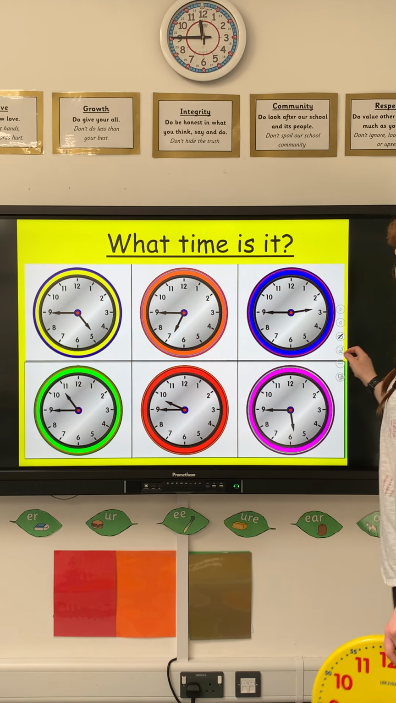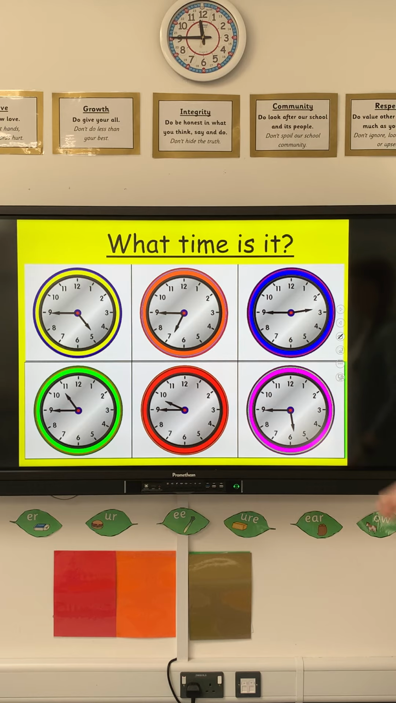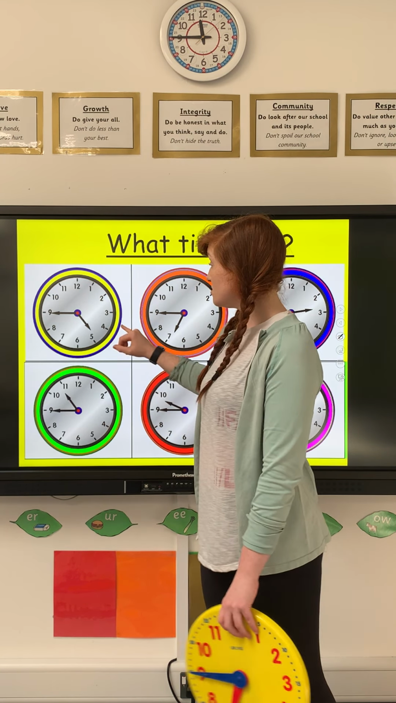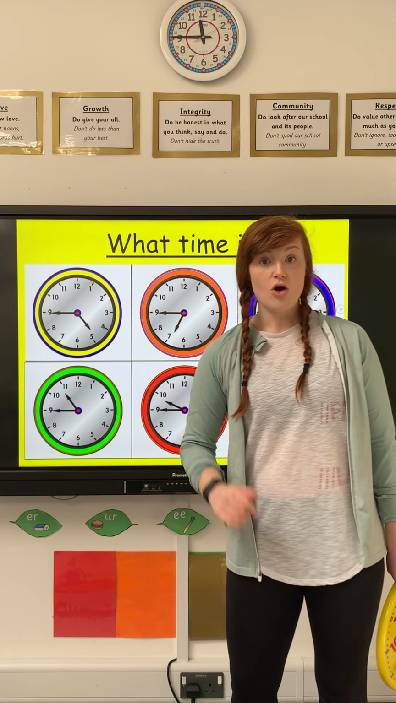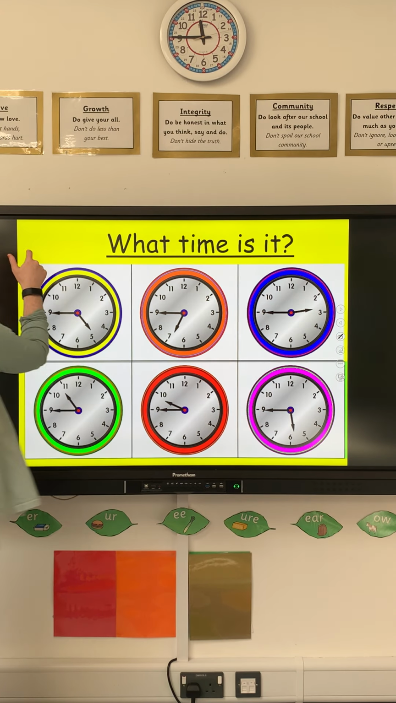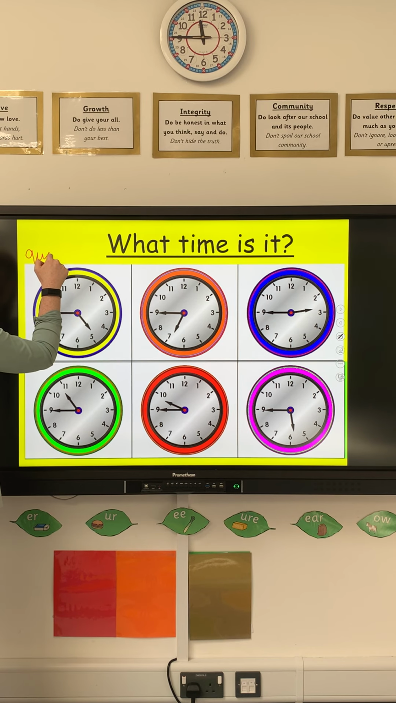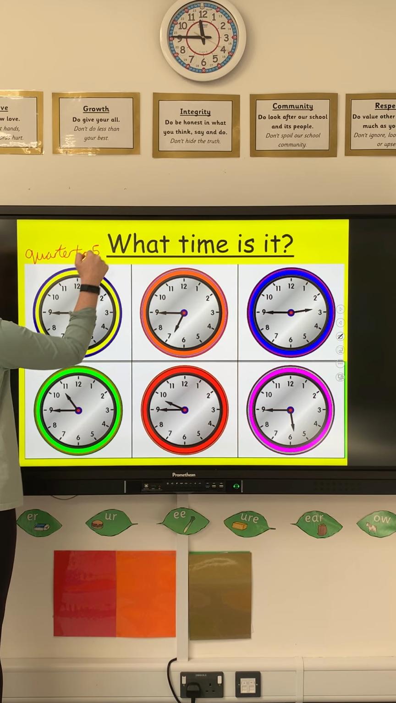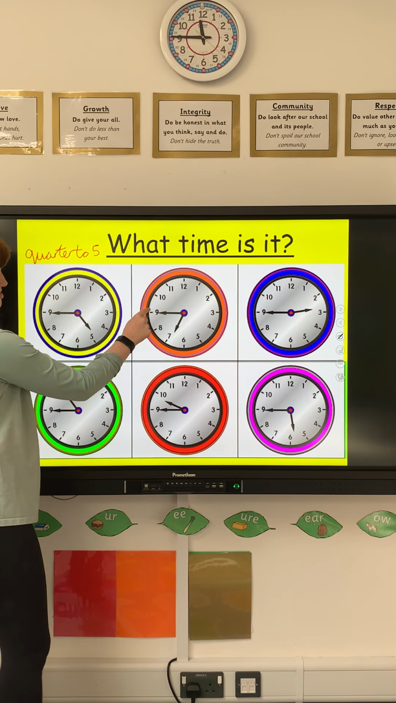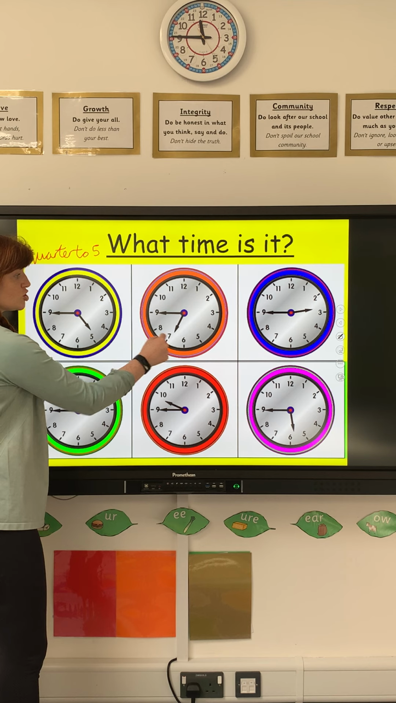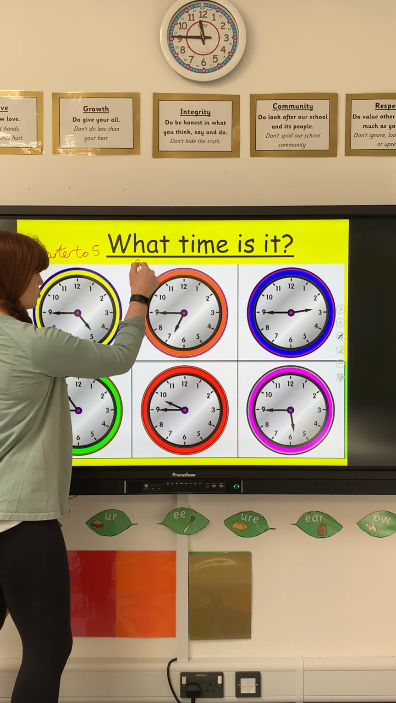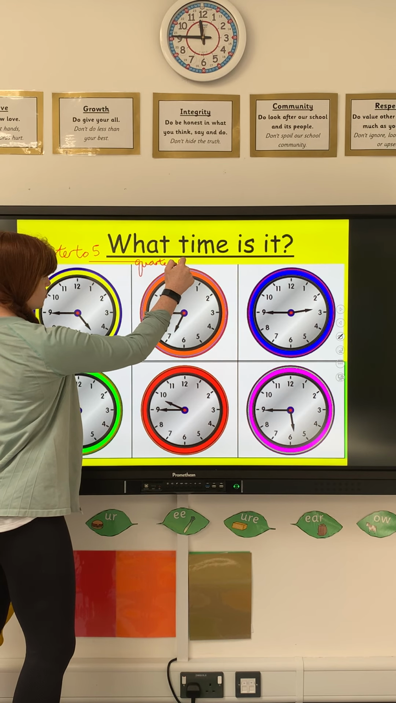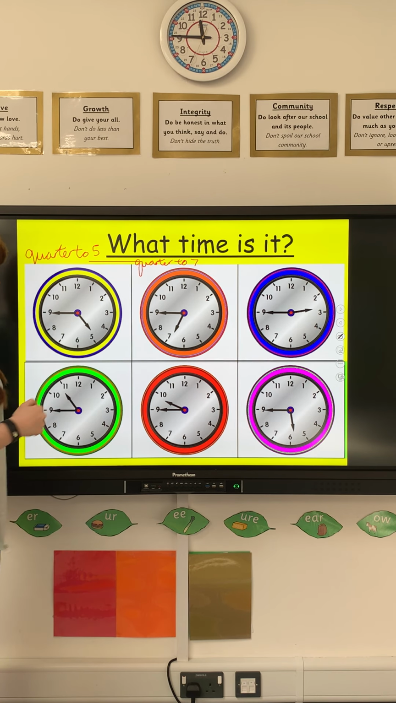So what time is it? Here are some clocks showing some quarter to times. The big hand's on the 9, so I know it's quarter to, and the little hand is just before the 5, so it'd be quarter to 5 and I can write that up here. Next one. The big hand's on the 9, so I know it's a quarter to time, and it's just before the 7. So it's quarter to 7. I apologise for that big stroke.